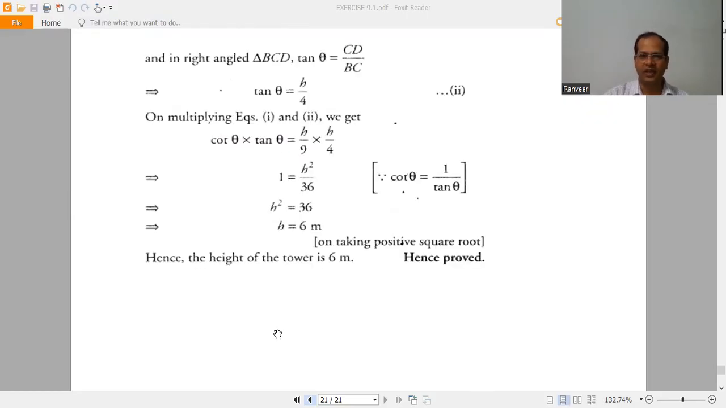So I hope height and distance is crystal clear for all of you. In all the questions there are 2 triangles, and you have to take one triangle, then another triangle, draw the diagram correctly and solve the questions.